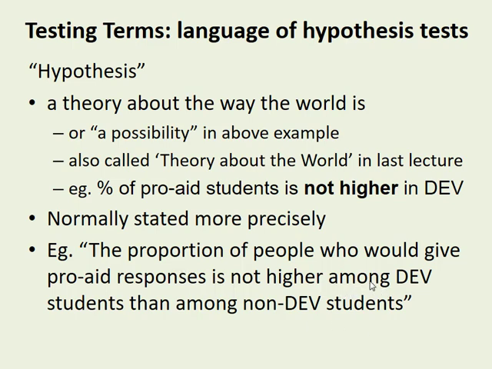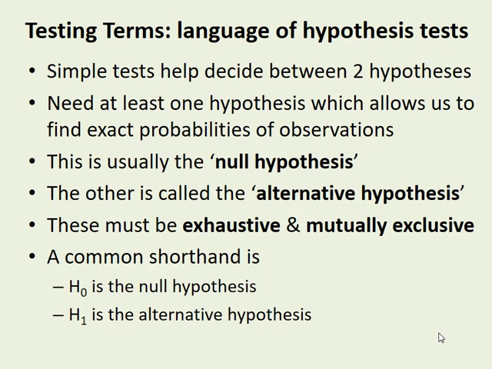Now, simple tests of this type we'll do in the next couple of lectures help you decide between just two hypotheses. So one of the hypotheses has got to let you work out these exact probabilities. And normally that's the one that we take and we call the null hypothesis. The other one's called the alternative hypothesis. And one thing about the null hypothesis is that it must let you work out the exact probabilities of observations. The other thing is that the null and the alternative must be exhaustive and mutually exclusive. Exhaustive means that there aren't any other possibilities. So it's got to be either this or this. Mutually exclusive means that if this one's true, this one must be false. If this one's true, this one must be false.